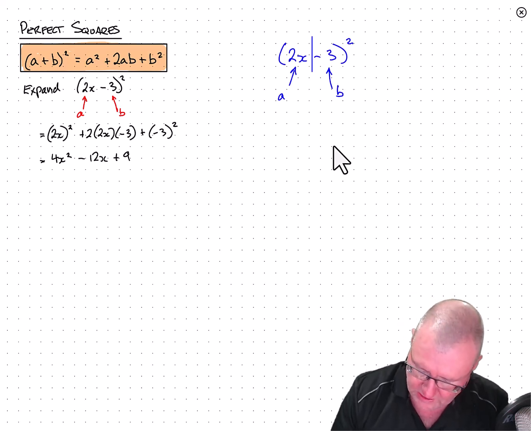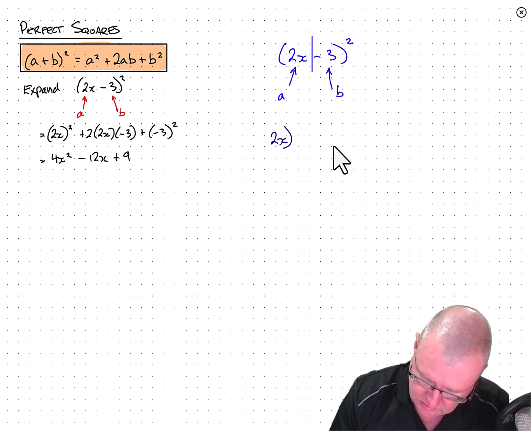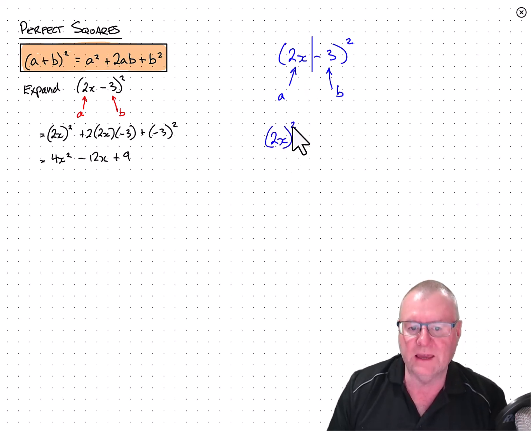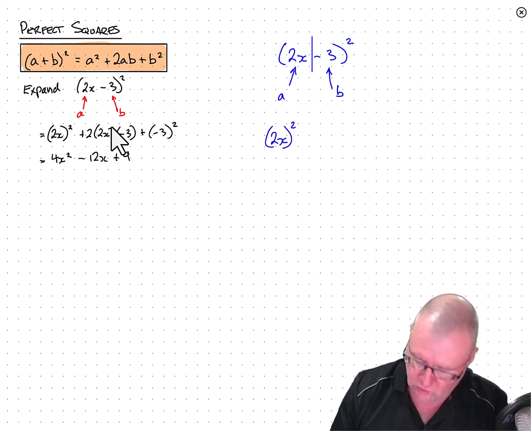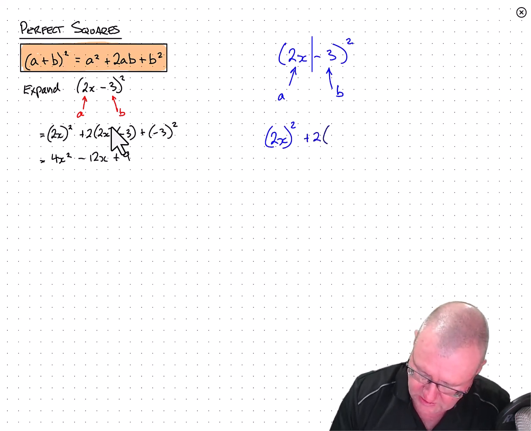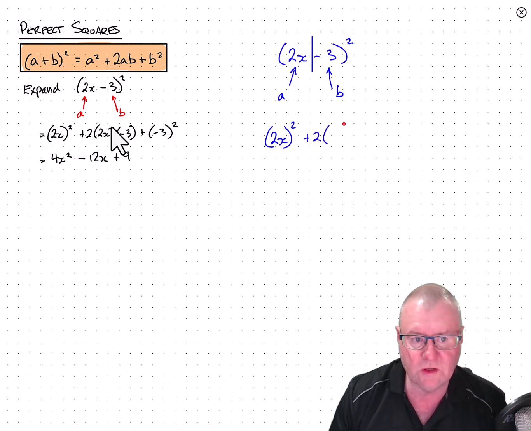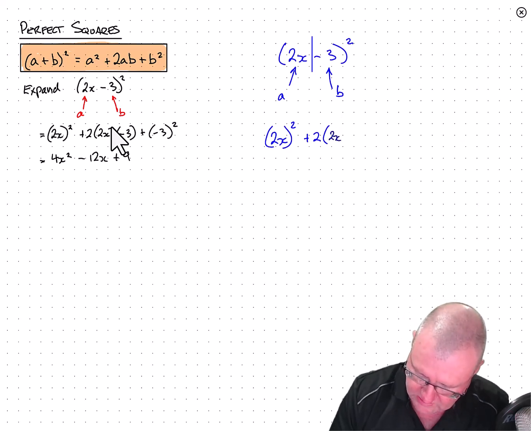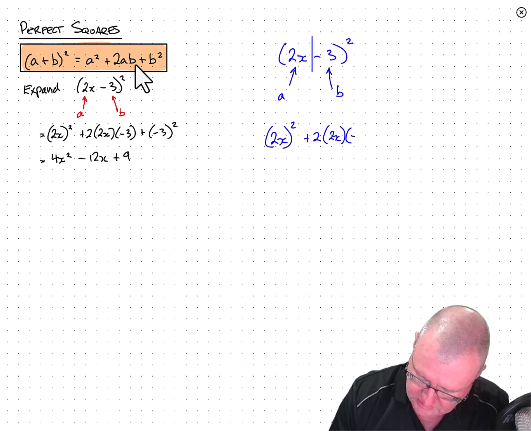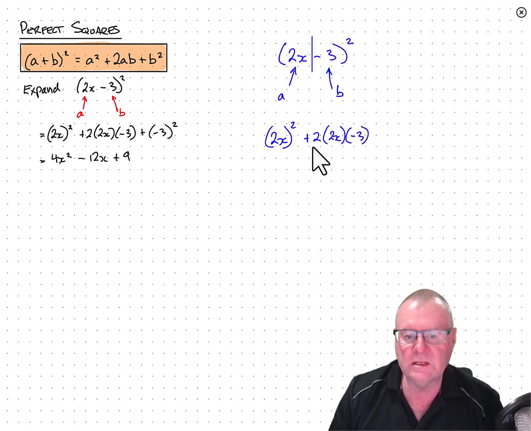So a squared is going to be 2x squared because that was my A. A is 2x. So a squared plus 2 times a times b. Now this is the way I like to do it, is put brackets. So 2 times a, well we said a was 2x, and we're multiplying it by b. Well, my b is negative 3. So this bit here is my 2ab.